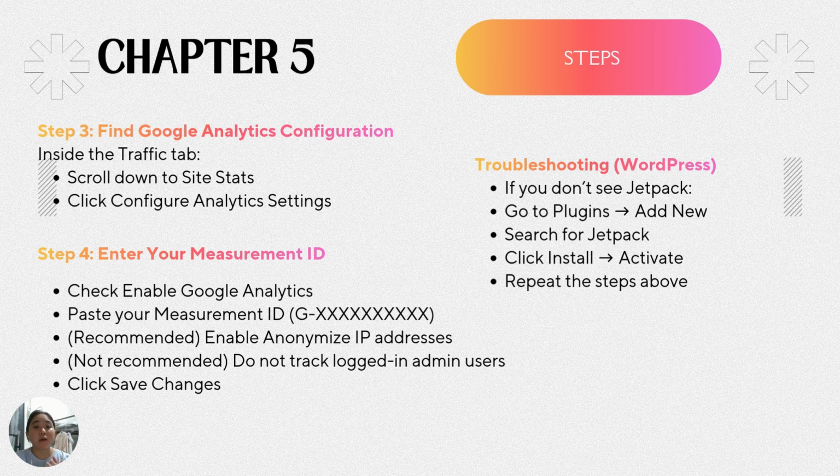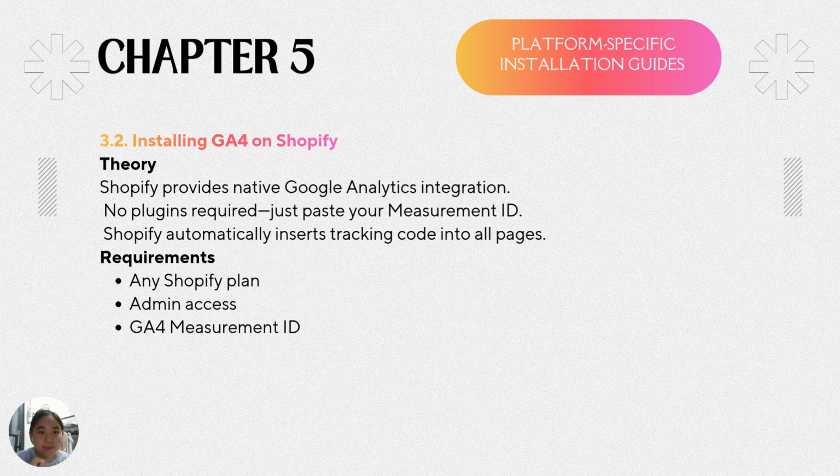About troubleshooting for WordPress. If you don't see Jetpack, you can go to Plugins, Add New, search for Jetpack, click install, activate, and repeat the steps above. And for installing GA4 on Shopify, Shopify provides a native GA integration. No plugins are required, just paste your measurement ID, and Shopify also automatically inserts the tracking code into all pages. Requirements for this are any Shopify plan, admin access, and also a GA measurement ID.